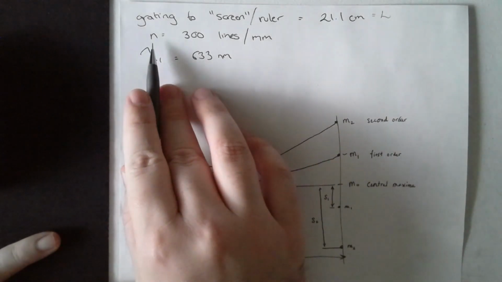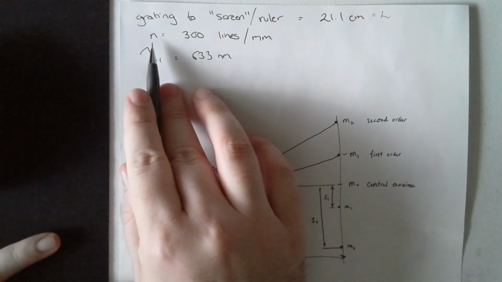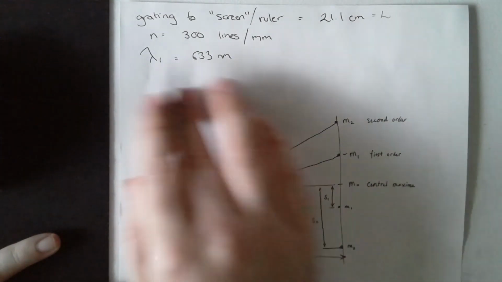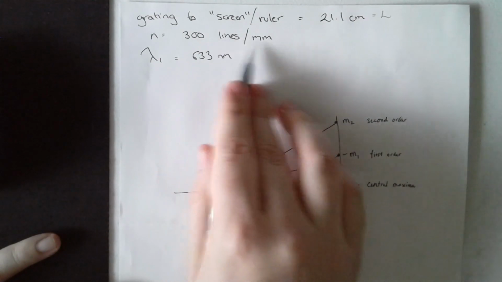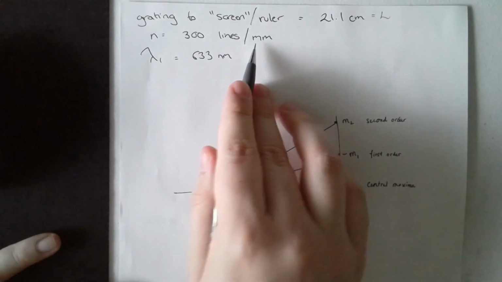The type of diffraction grating that we'll be looking at as well, there are three of them in that little setup, but we're using the middle one, which has 300 lines per millimeter.